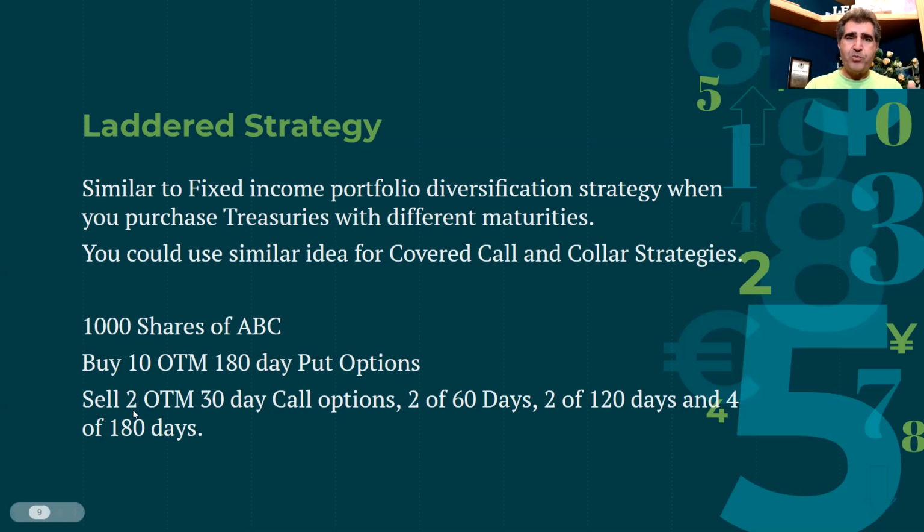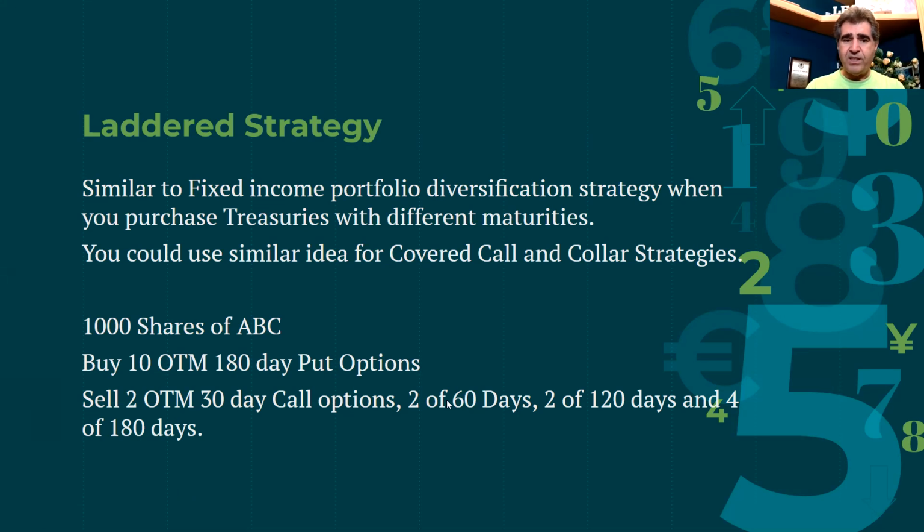I'm going to use different expiration dates. So I'm going to do 2 out of the money 30-day call options, 2 60-day, 2 120-day, and then I will do 4 180-day. The danger for this is not the danger, but as you know, you're paying for a 180-day put premium, so obviously it's more expensive. You're collecting much less. If you would have sold the 10 calls at 180 days, you would have collected a lot more premium. But because you're doing this, you're collecting less premium.